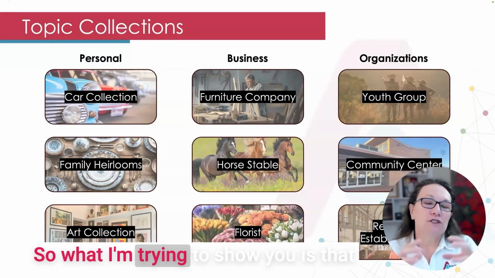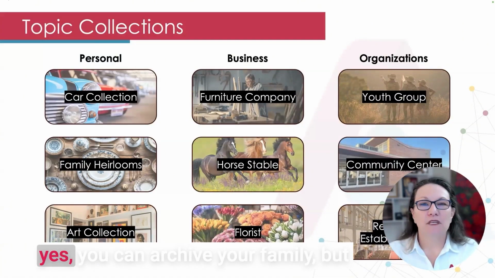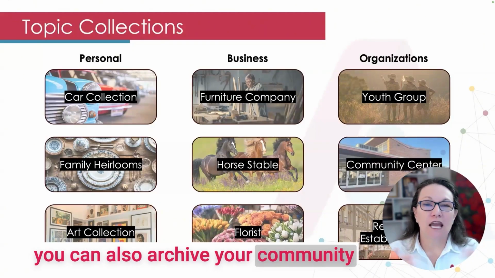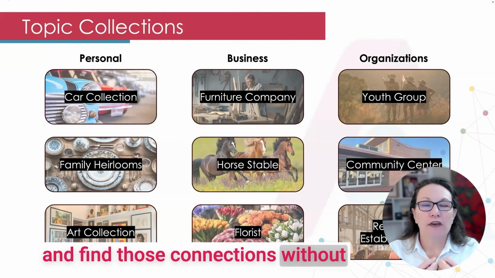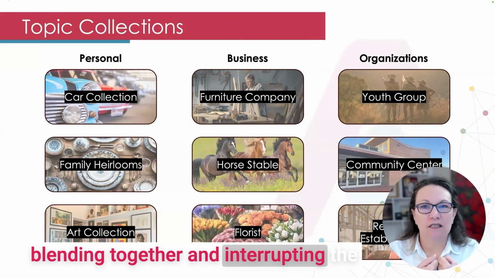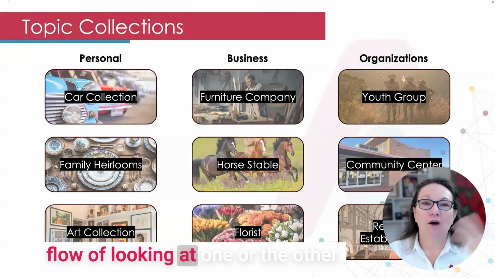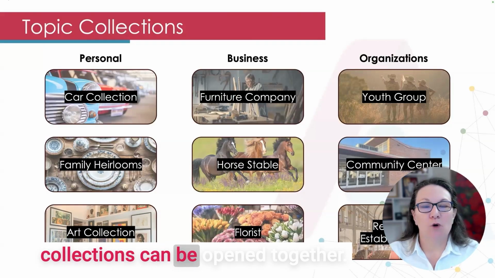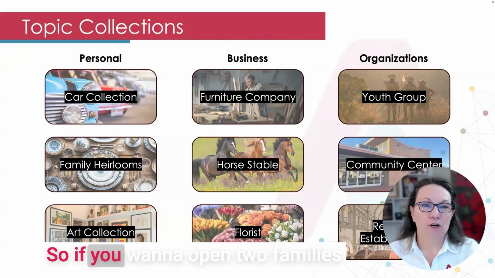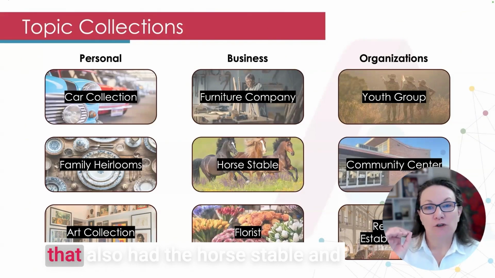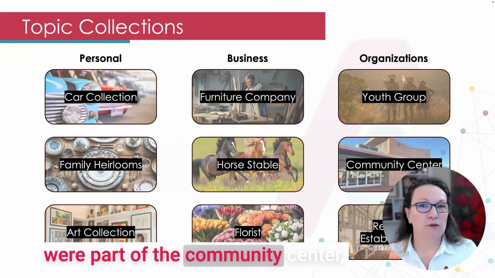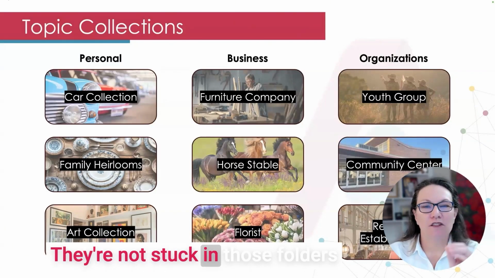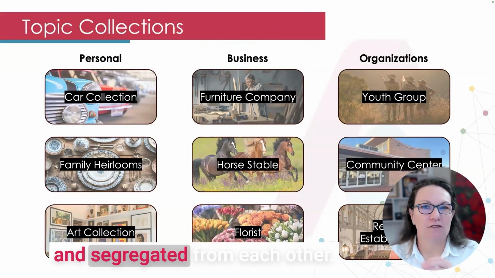So what I'm trying to show you is that, yes, you can archive your family, but you can also archive your community and find those connections without blending together and interrupting the flow of looking at one or the other. And the great thing is your collections can be opened together. So if you want to open two families that also had the horse stable and were part of the community center, you can open them all together. They're not stuck in those folders and segregated from each other.